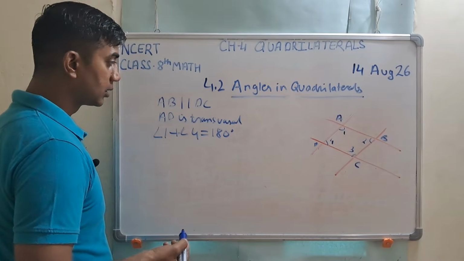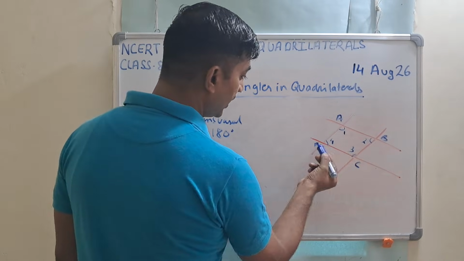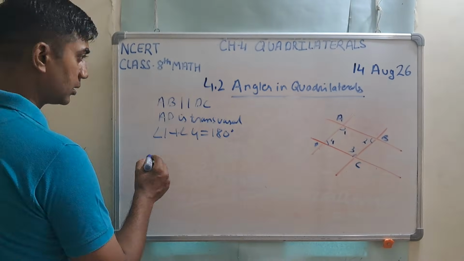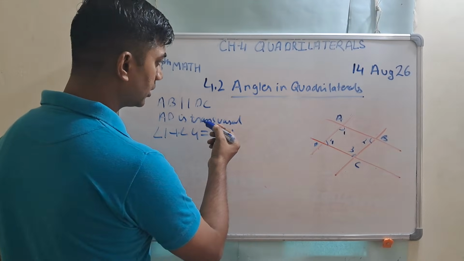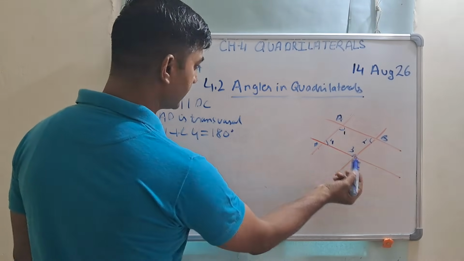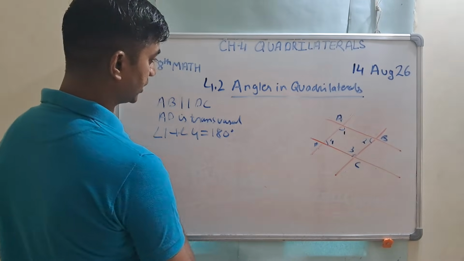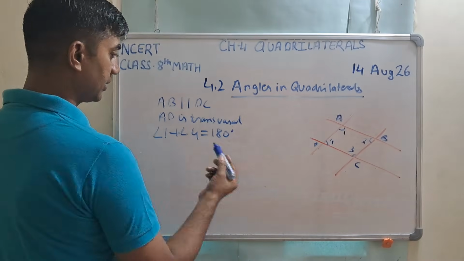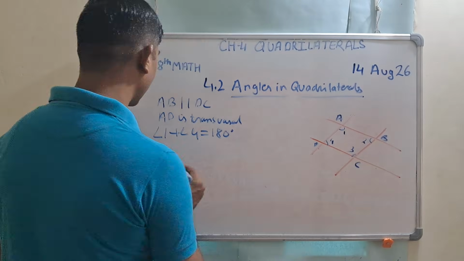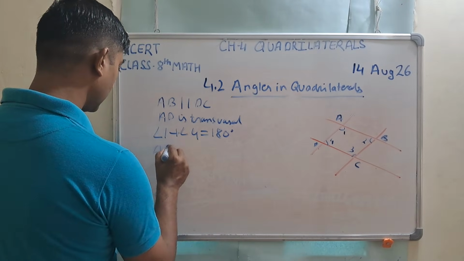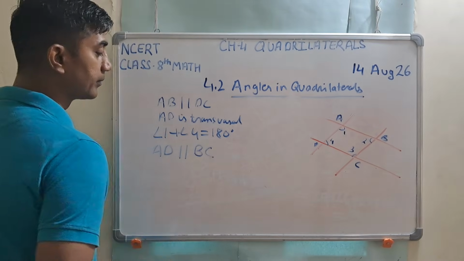Also, AB and DC are parallel, that we have seen. AB and DC are parallel, and AD is transversal, right? And now we are considering that AD and BC are parallel. AD is parallel to BC, understood?